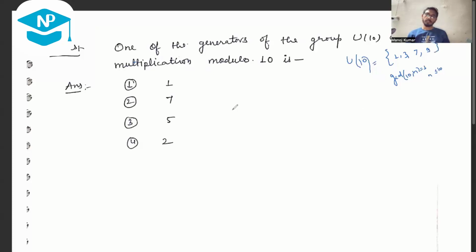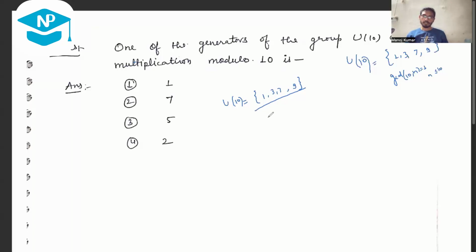So the number of elements in U10 is 4, and the elements are 1, 3, 7, and 9. This is a group under multiplication modulo n. So now we have to find what is the generator of this group.